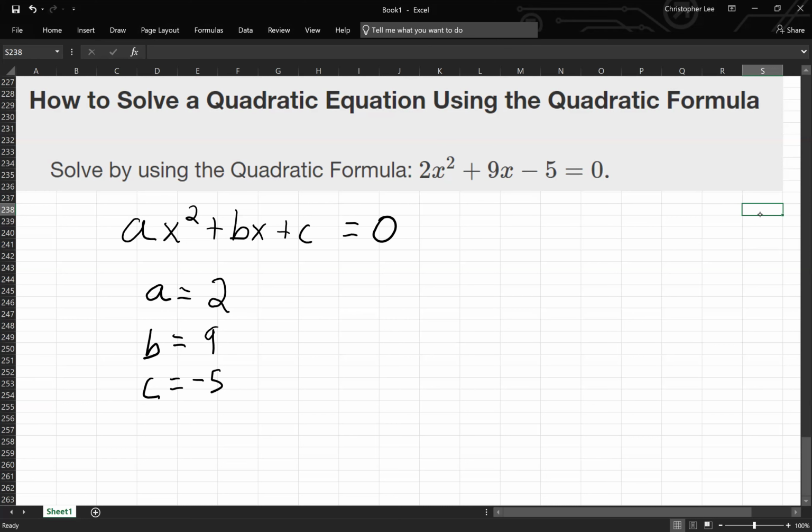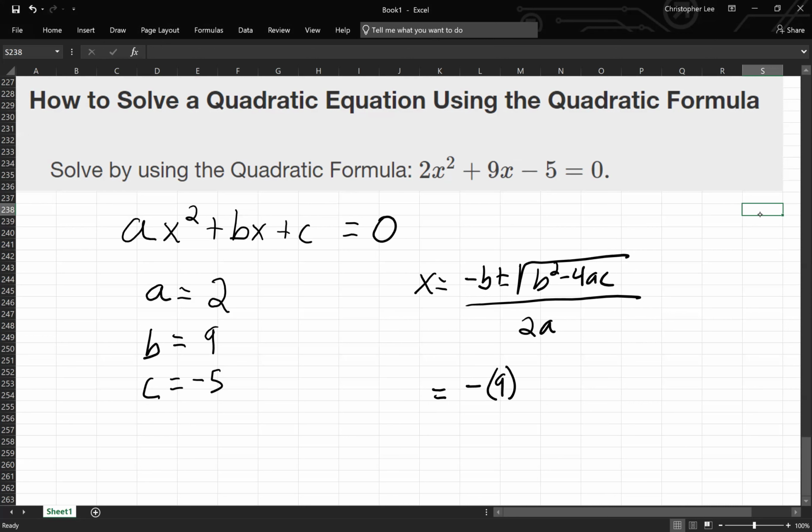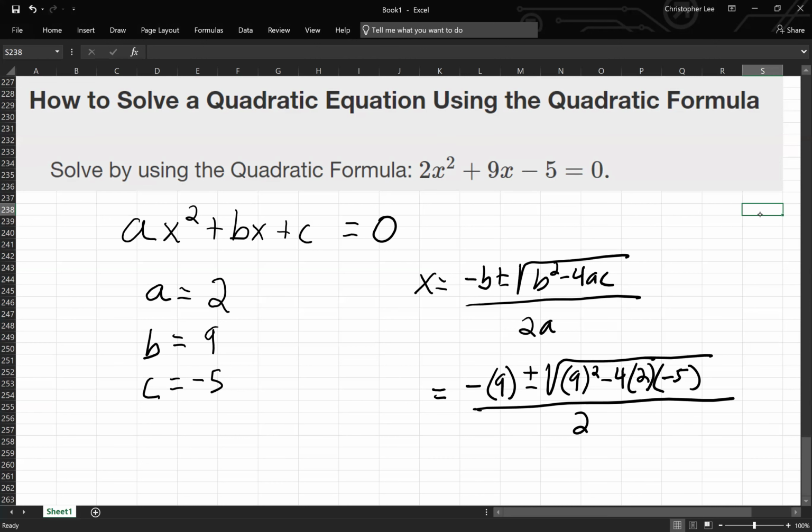After we find those numbers, jump straight into the formula. And the formula is x is equal to negative b plus or minus the square root of b squared minus 4ac all divided by 2a. Just plug in the numbers, same way we did before. This is going to be negative of the b, which is 9, plus or minus the square root. We're going to have what? 9 squared minus 4 times a, which is 2, times c, which is negative 5, all over 2 times a, which is 2.